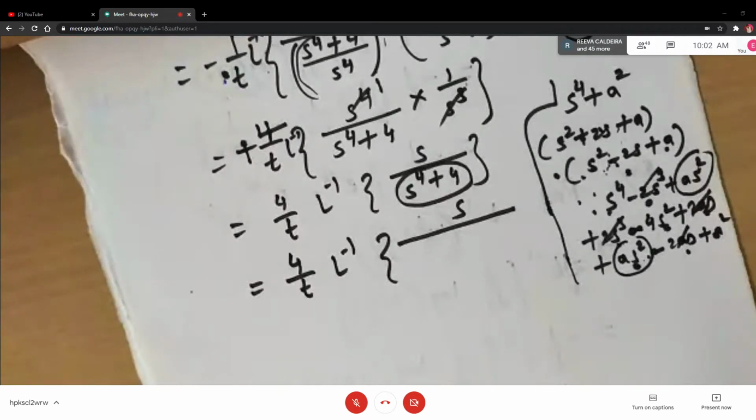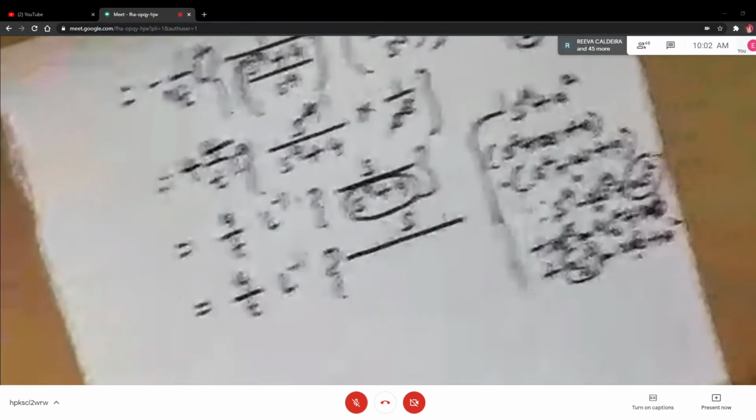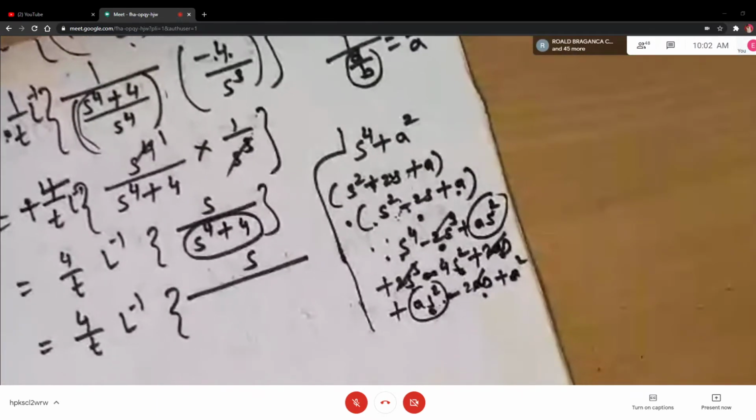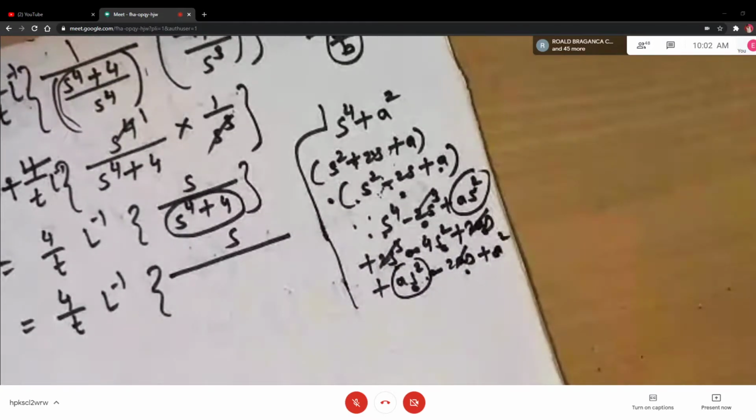Ma'am, can you move the page towards your left? Yes. Yeah. So just think what will be the factors, and once you get the factors, then it will be easier for partial fractions.